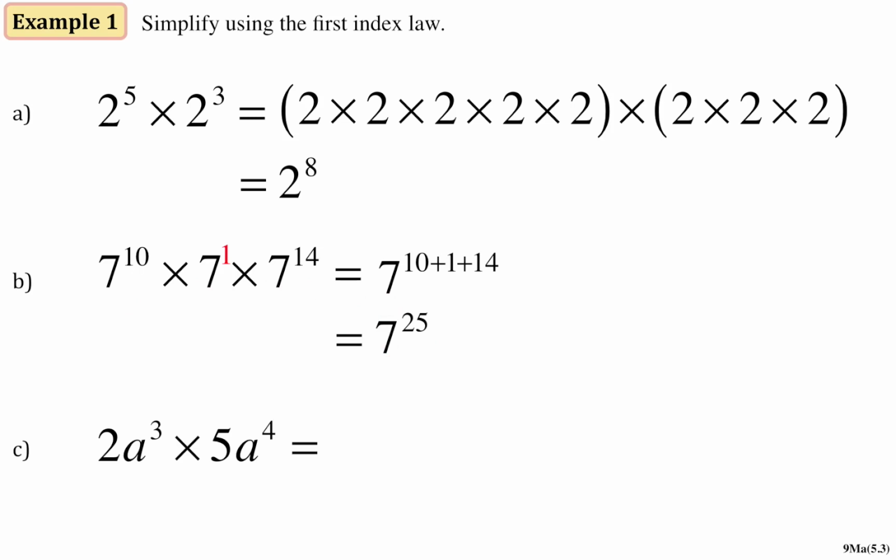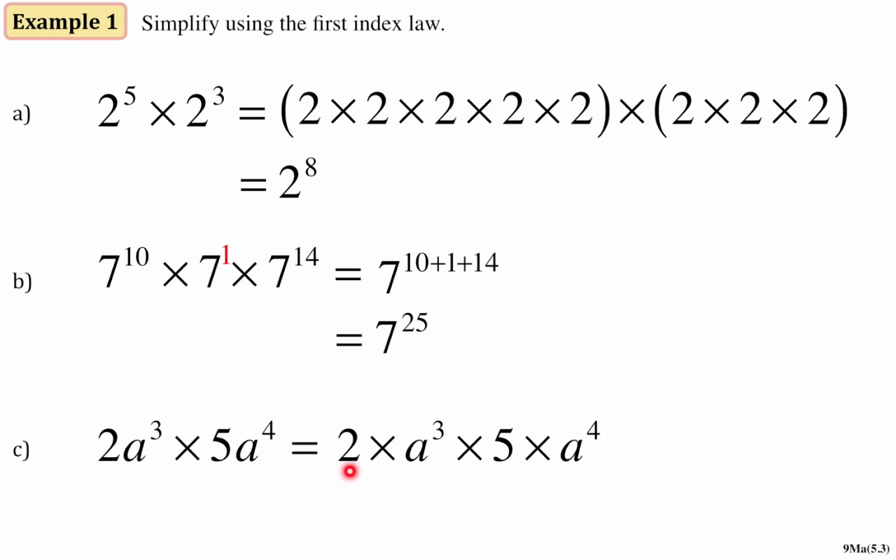Now let's add some letters. Now when you have something like this, you've got 2 in front of your a cubed and a 5 in front of your a to the power of 4. The 2 and the 5 have nothing to do with the powers. The powers are only above the letter a. So what we can do is think of the question as being like 2 times a cubed times 5 times a to the power of 4. There's like a times between the number and the letter.